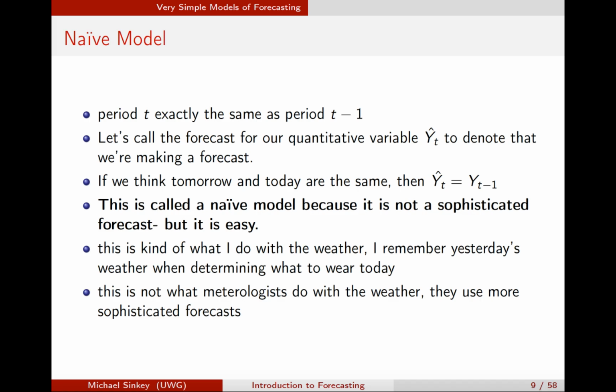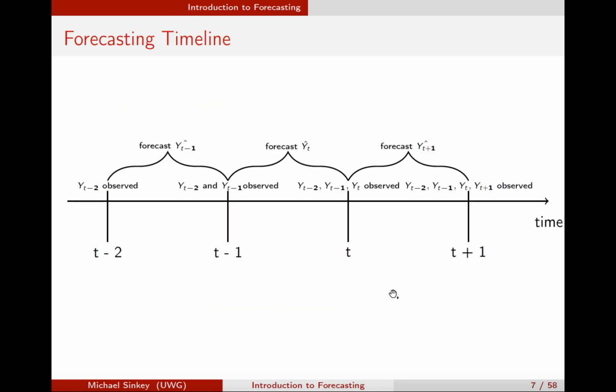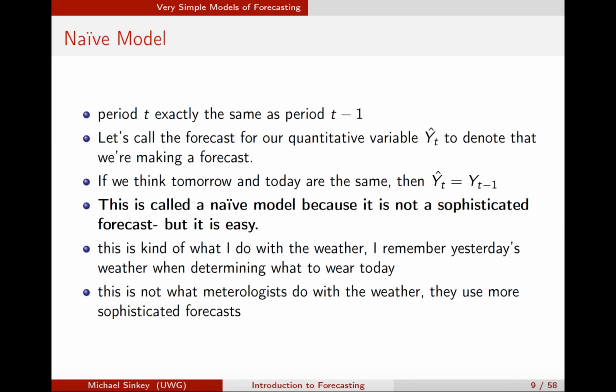So we introduced what was called the naive model. This is the easiest way to make a forecast, and the naive model, my forecast for today, that's time t, is exactly the same as period t minus 1, which is yesterday. So I take the forecast yt hat, which you can see on this timeline, and even though I've observed a bunch of data prior to t minus 1, I just use the data from t minus 1 to predict yt. So I may have observed t minus 2, t minus 3, t minus 4, but I only use the data from t minus 1 to forecast yt hat.